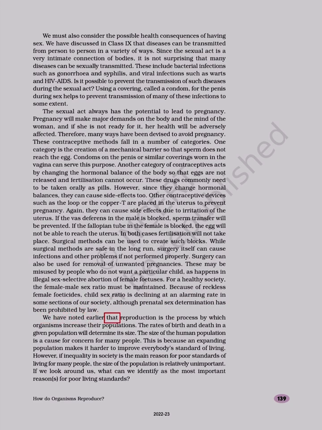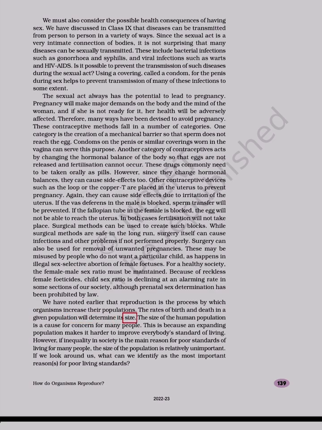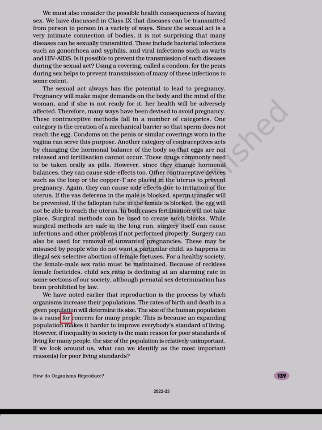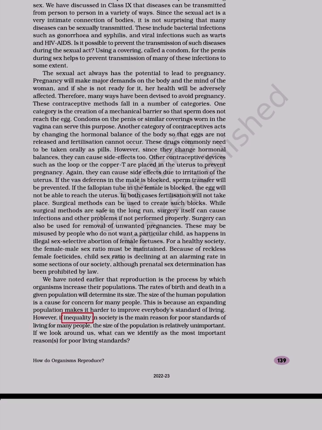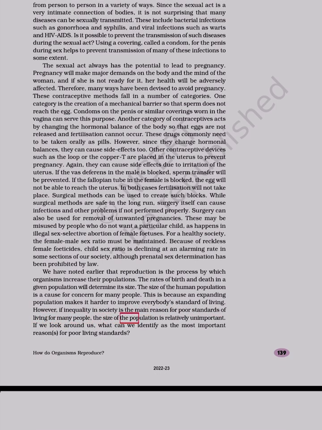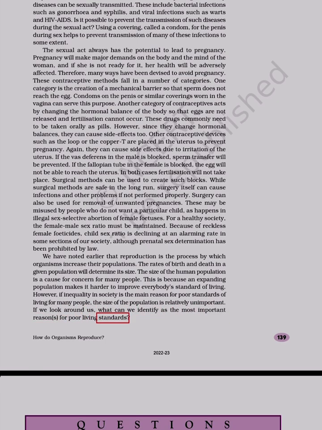We have noted earlier that reproduction is the process by which organisms increase their populations. The rates of birth and death in a given population will determine its size. The size of the human population is a cause for concern for many people. This is because an expanding population makes it harder to improve everybody's standard of living. However, if inequality in society is the main reason for poor standards of living for many people, the size of the population is relatively unimportant. If we look around us, what can we identify as the most important reason for poor living standards?